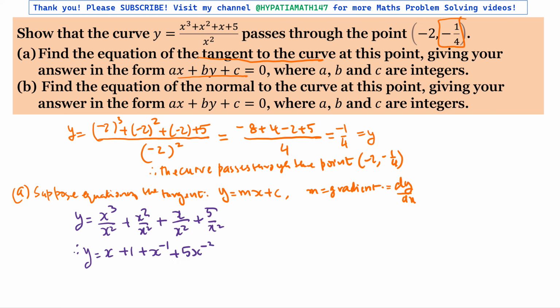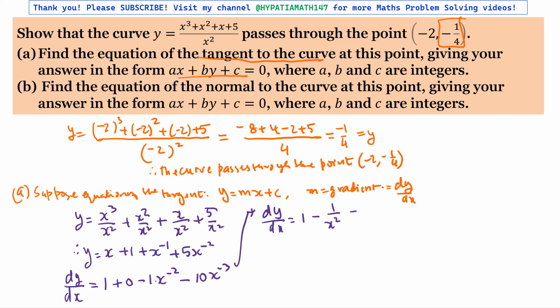So differentiating y with respect to x, dy/dx is 1 plus 0 minus 1x to the power -2 minus 10 times x to the power -3. So if I bring it up here, we can write dy/dx equals 1 minus 1 over x squared minus 10 over x cubed.